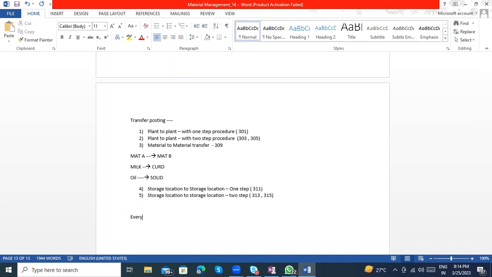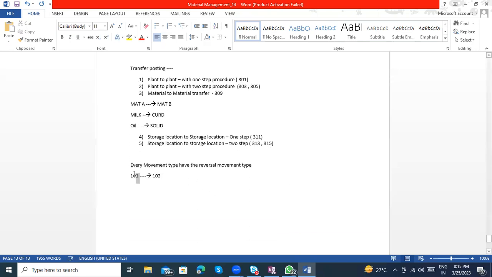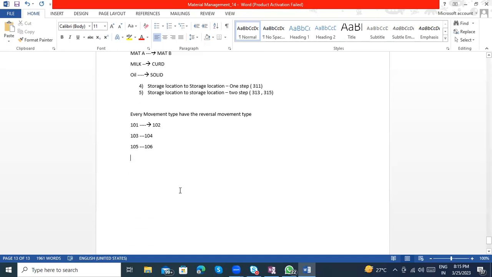Wherever I'm talking about movement types, every movement type has a reversal movement type. That means if I have 101, there should be a 102 also. Why is it required? Because if you cancel this document, the system will post a cancellation document. In the same way, if it is 103, then it will be 104. If it is 105, then it is 106. So every movement type has one reversal movement type. We create these movement types in the transaction code OMJJ.